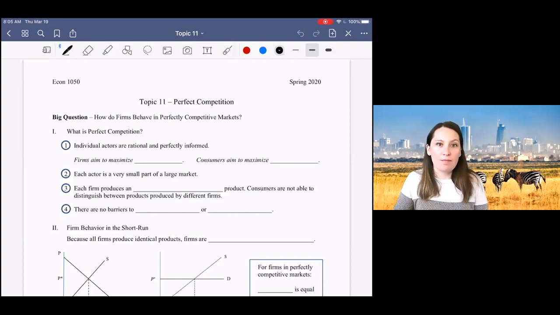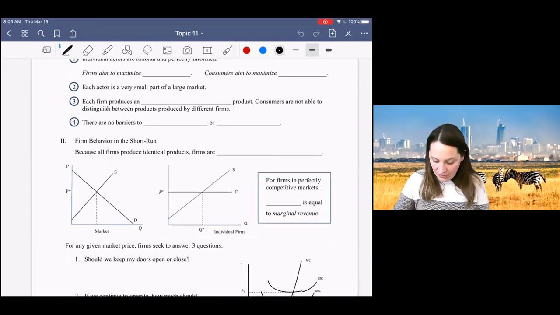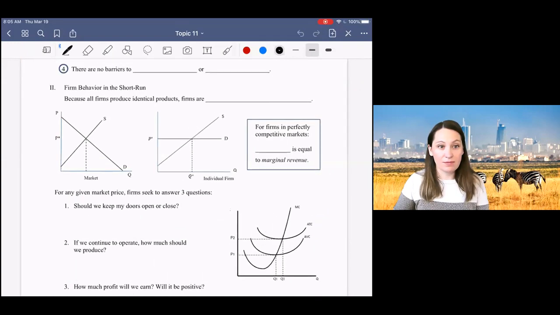And then we're going to pull in those cost concepts from the last video and look at some cost curve graphs. All right.